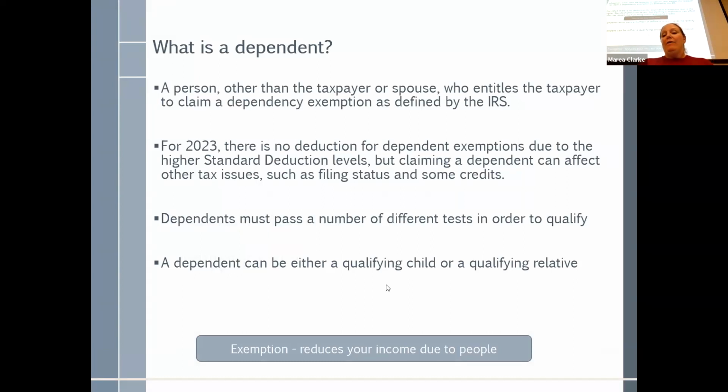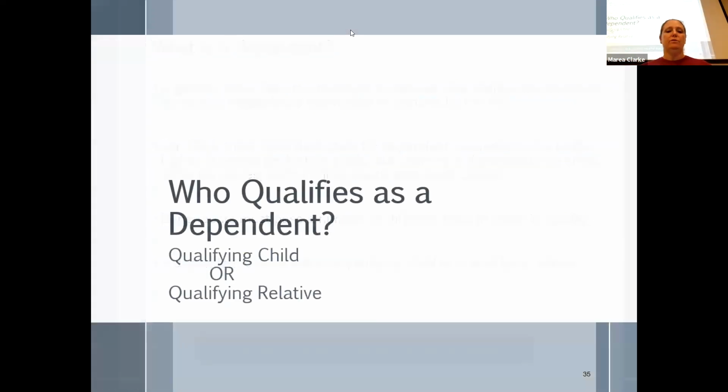However, claiming a dependent can affect some tax issues like filing status or credits. Some credits, you have to have a dependent to be able to claim them. There are a number of tests that you have to pass in order to qualify. There are two categories of dependents. The first category is qualifying child, and the second category is qualifying relative. Let's talk about both of those.